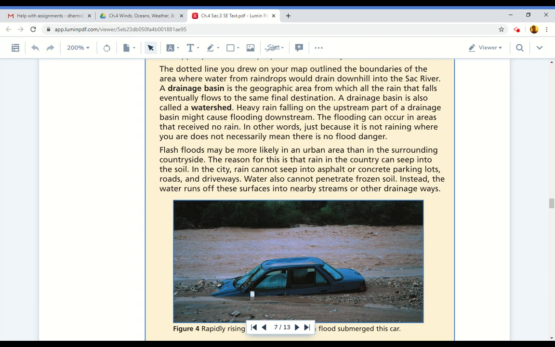The reason for this is that the rain in the country can seep into the soil. In the city, rain cannot seep into asphalt or concrete parking lots, roads, and driveways. Water also cannot penetrate frozen soil. Instead, the water runs off these surfaces into nearby streams or other drainage ways.